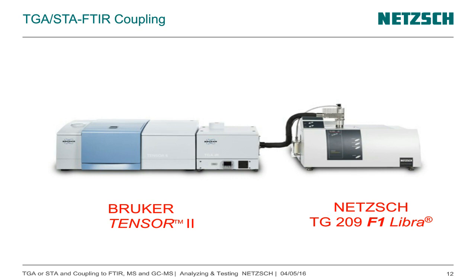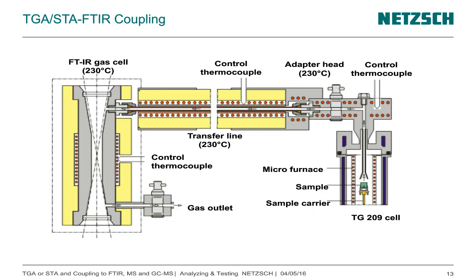Another way of coupling, here's the schematic. You see on the right side the TGA measuring cell, the furnace, then the gas goes out, transferred via a heated transfer line to the FTIR gas cell. This has a small inner volume so that you do not have a big dilution and do not have broad signals, so small volume, relatively long path lengths, and then at the end the outlet. So this is typical if you want to couple a TGA or an STA to an FTIR.